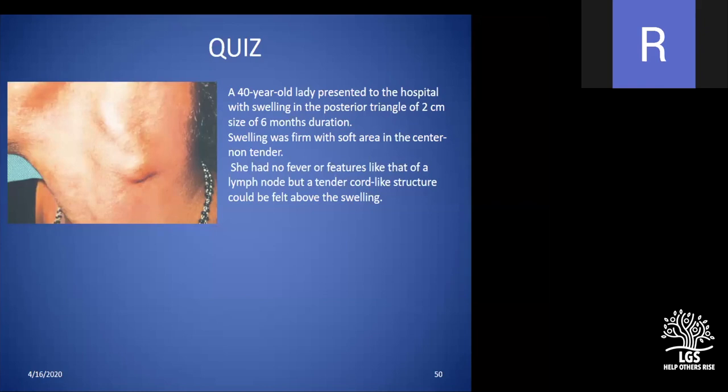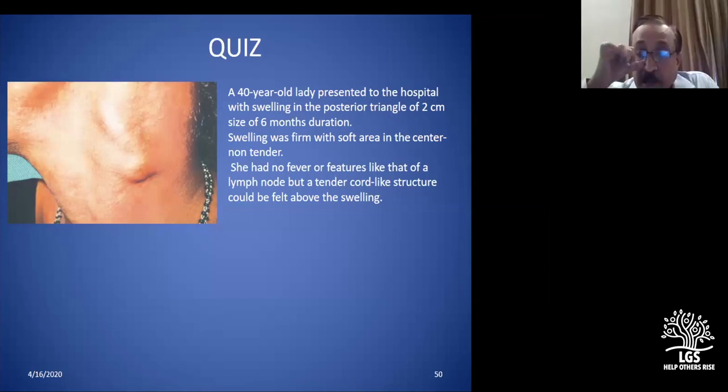In occult primary, we can do the FNAC of thyroid, sir? No. If you do ultrasound, if the thyroid is not enlarged, it's not required. If a thyroid lobe nodule is palpable, always remember ultrasound guided FNAC. Routine FNAC is not recommended.